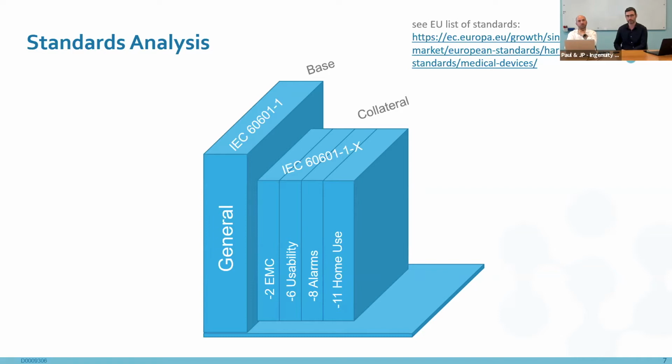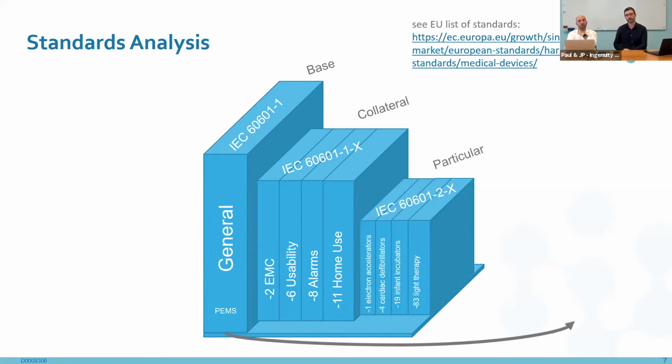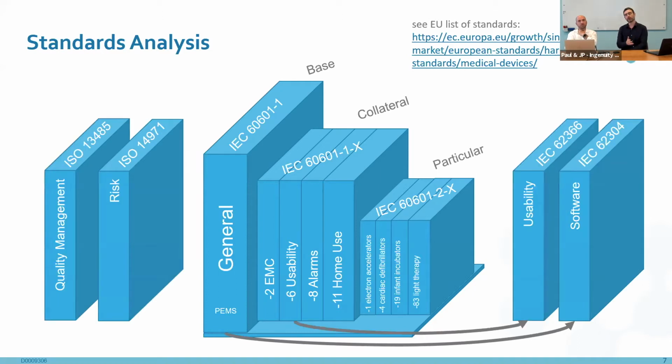So home use, for example, if it's to be used at home or clinical use. Then you've got particular standards which address particular usages and technologies. And out of the base standard, there is one which drives software. There's a whole other standard called 62304, which governs the process by which you develop your software.